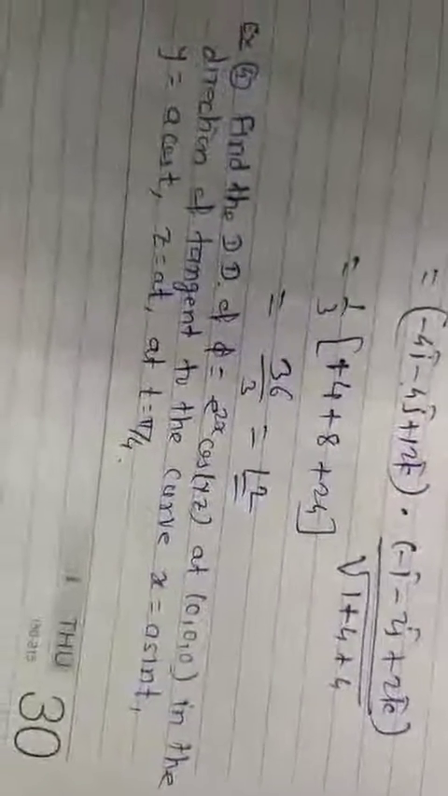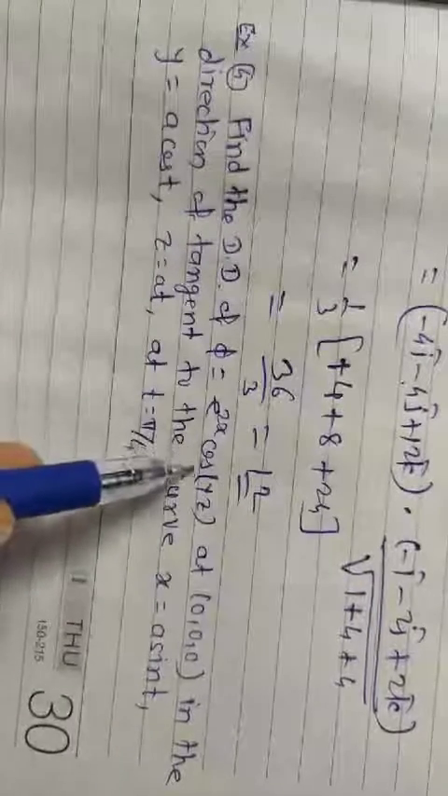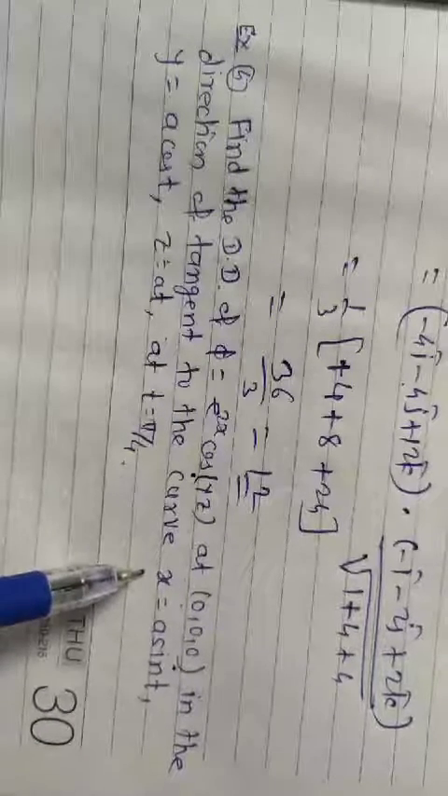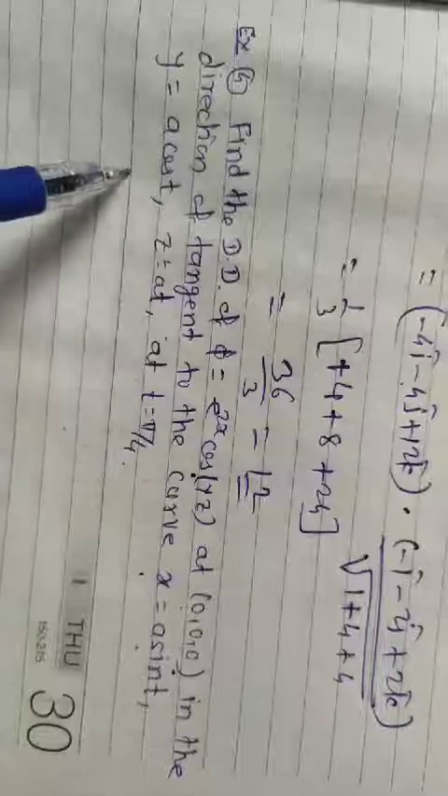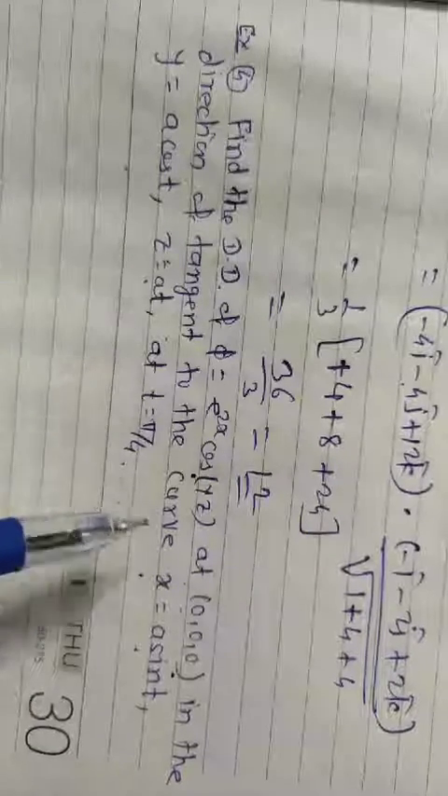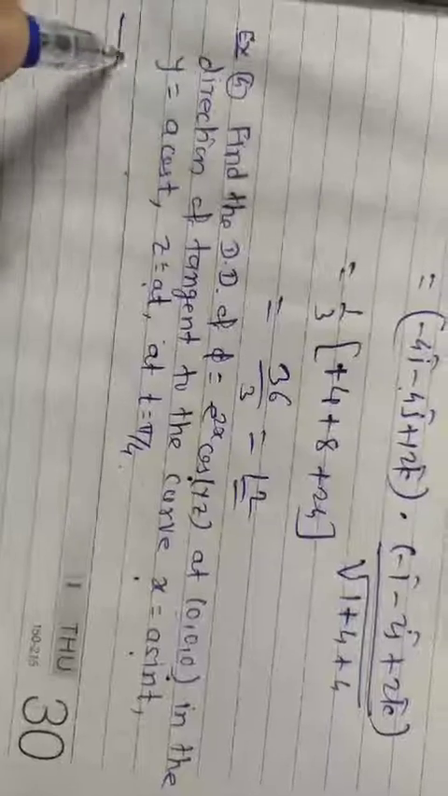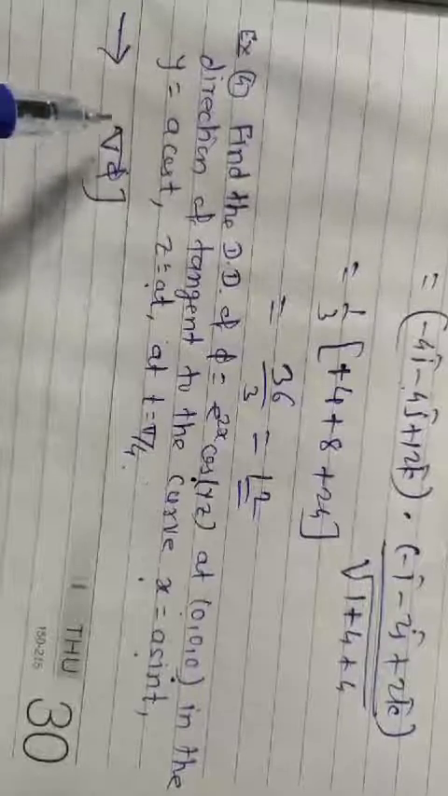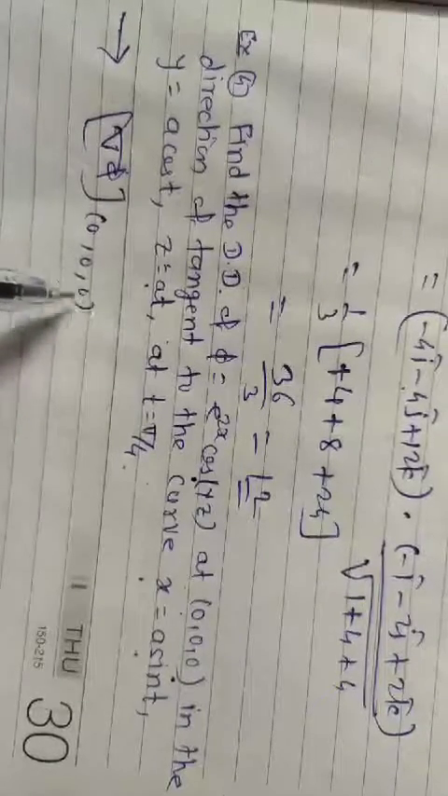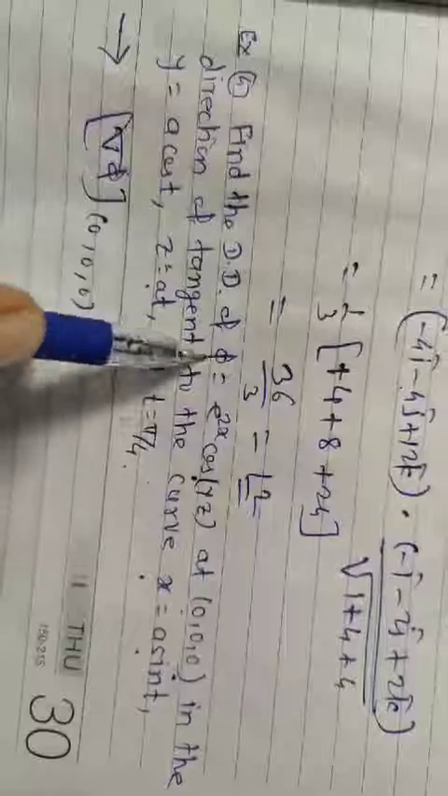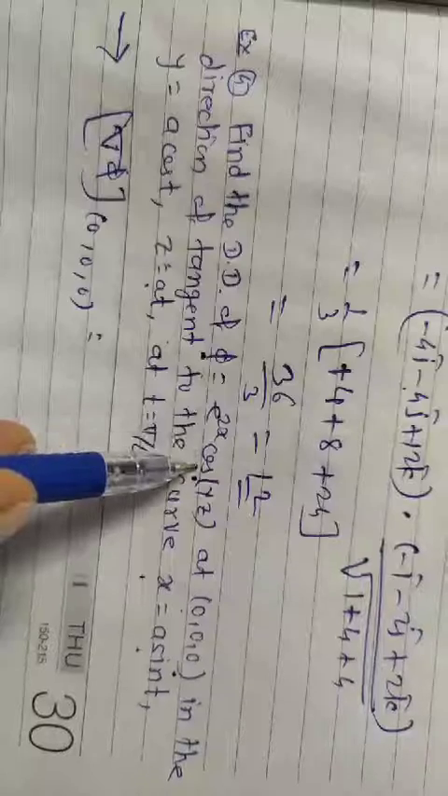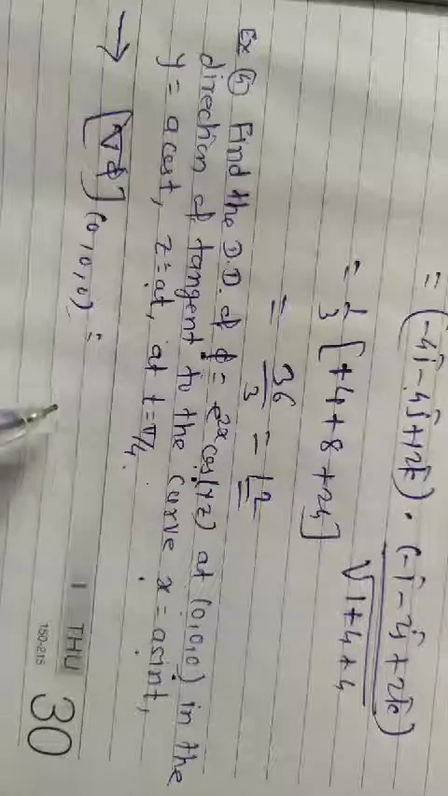Next problem is: find the directional derivative of phi equal to e to the power 2x into cos of yz at the point (0, 0, 0) in the direction of the tangent to the curve x equal to a sin t, y equal to a cos t, and z equal to at, at t equal to pi by 4. I will give you only a hint here on how to solve this problem. First find del phi at the point (0, 0, 0). For del phi we have to find the partial of phi with respect to x, y, and z, find the derivative of this, and in that derivative put x, y, z equal to 0, 0, 0.